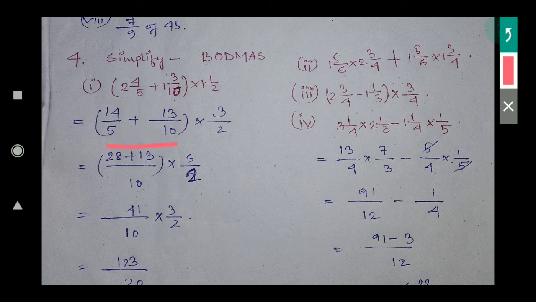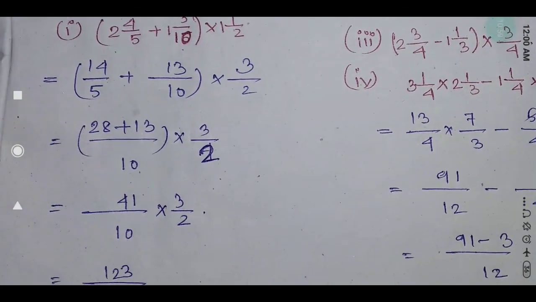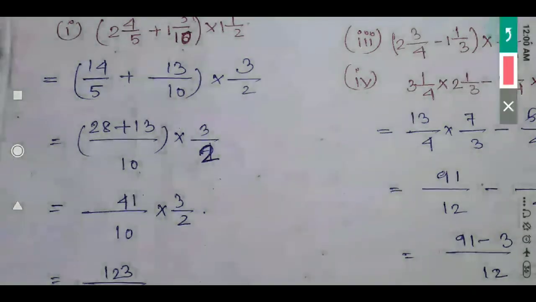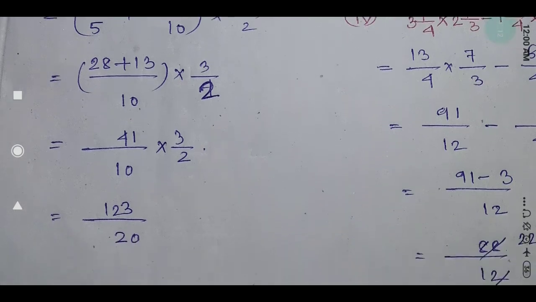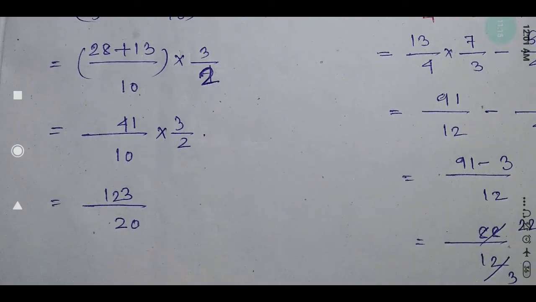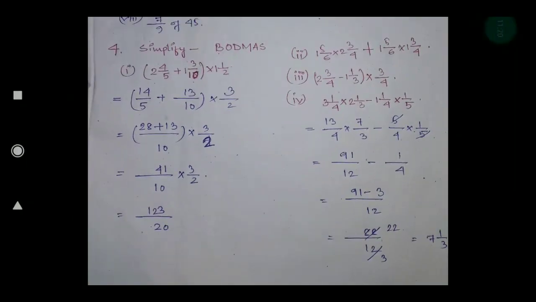So LCM of 5 and 10 is 10. So now 5 2s are 10, 2 14s are 28, then it will be 28 by 13. Okay, so after that here multiplication is given. Multiplication of what? 1 1 by 2 means 3 by 2. So after doing the addition, that addition is 41 by 10. After that I can do the multiplication because now only multiplication is there. So 41 into 3 is 123, 2 into 10 is 20. Questions 2 and 3, you have to do by yourself.